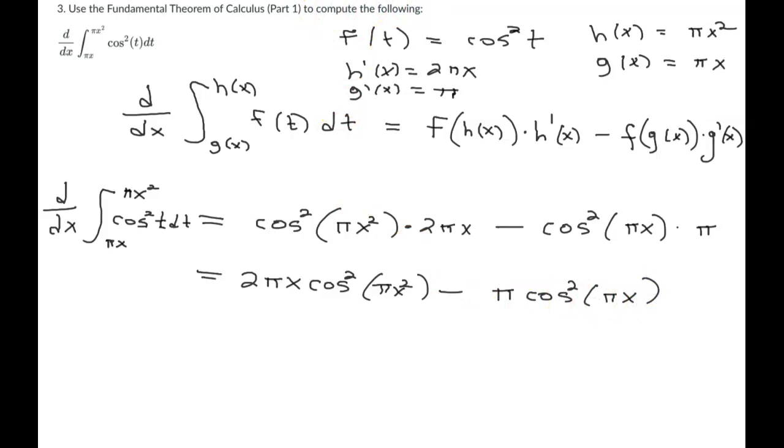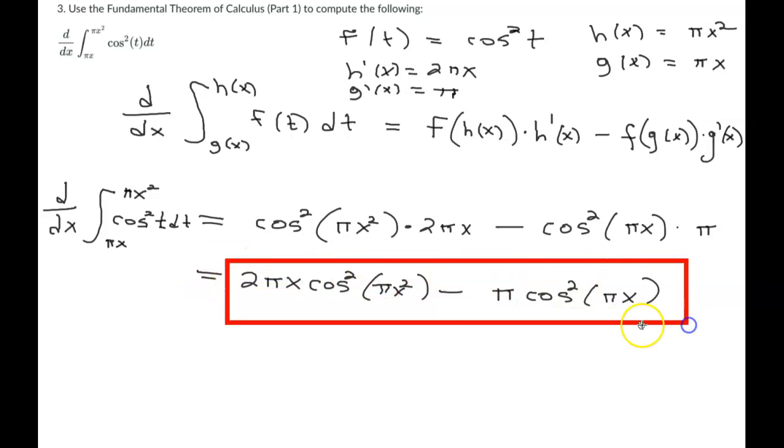Okay, so that's the answer I was looking for. It's just a direct application of this theorem. So let me know if you have any questions about this one.